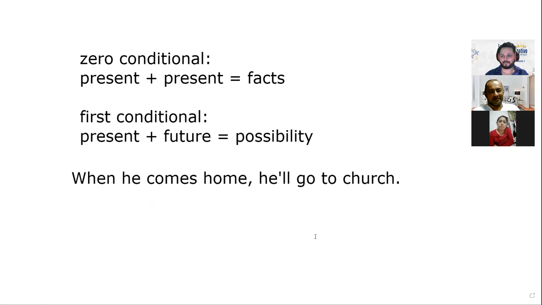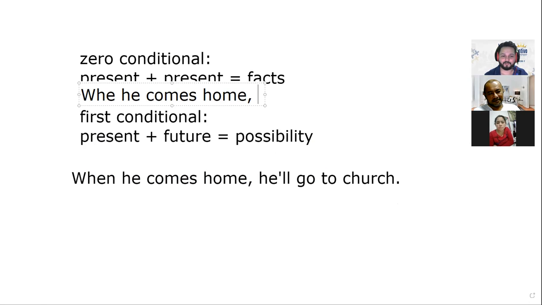Okay. Creo que ya, más o menos. All right. So it's a possibility. Aquí, tu amigo se puede morir y no ir a la iglesia, right? Sí. But here, when he comes home, he goes to church. Aquí este es un hecho, ¿sí? Las dos están en presente, got it?